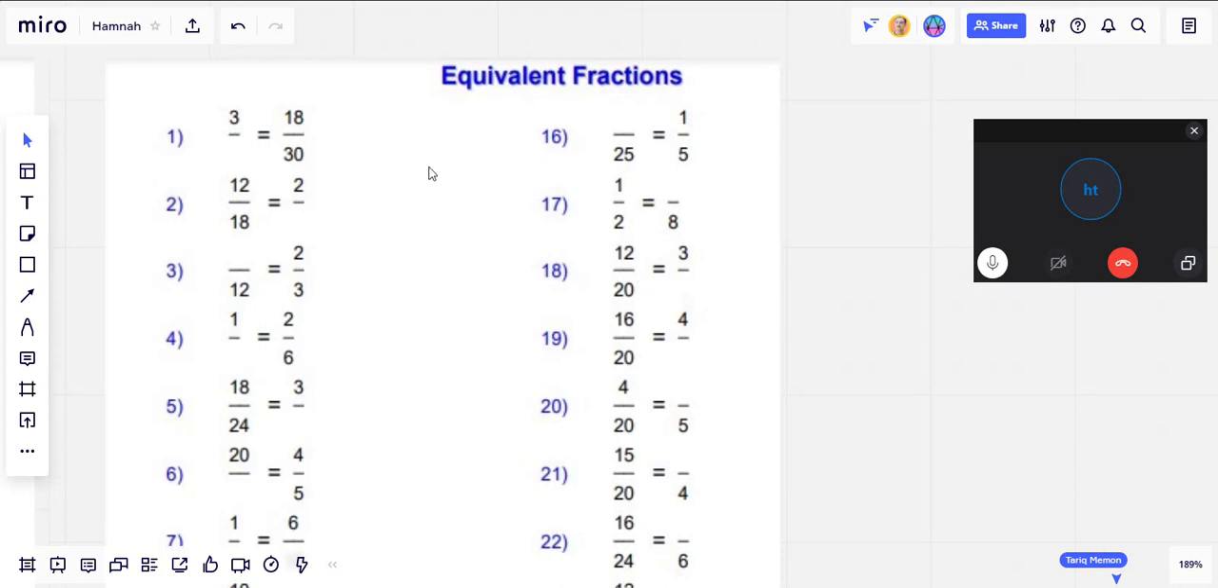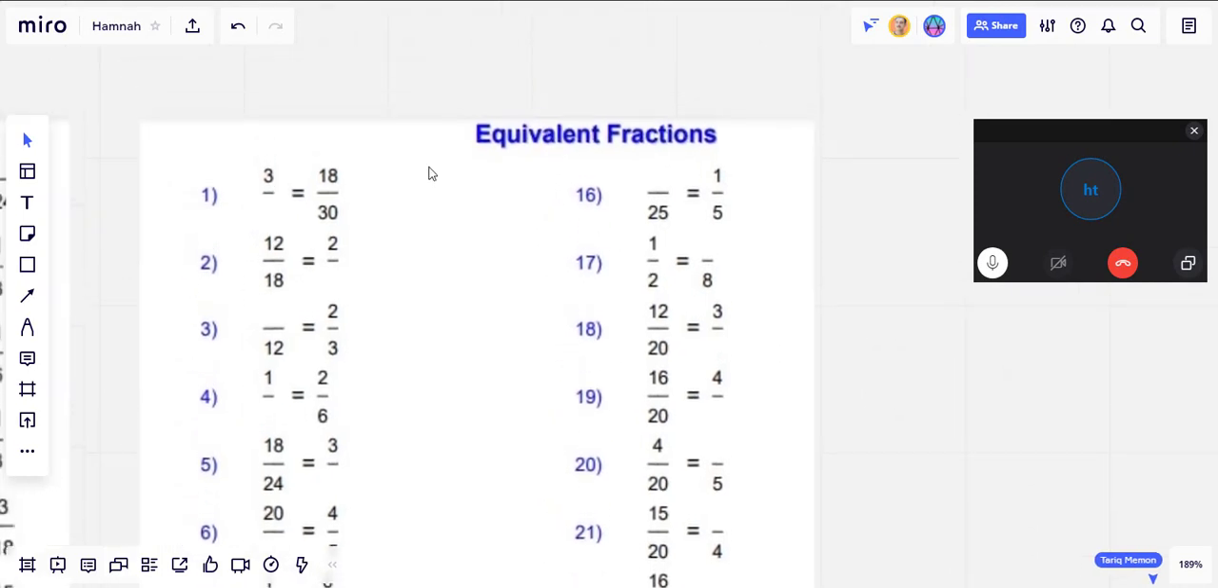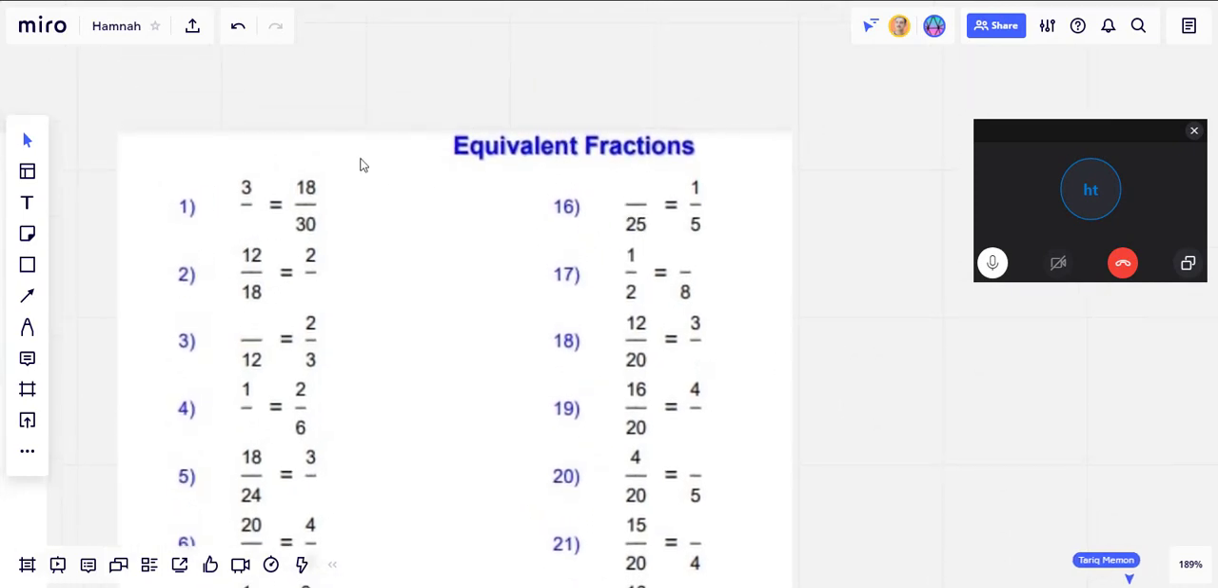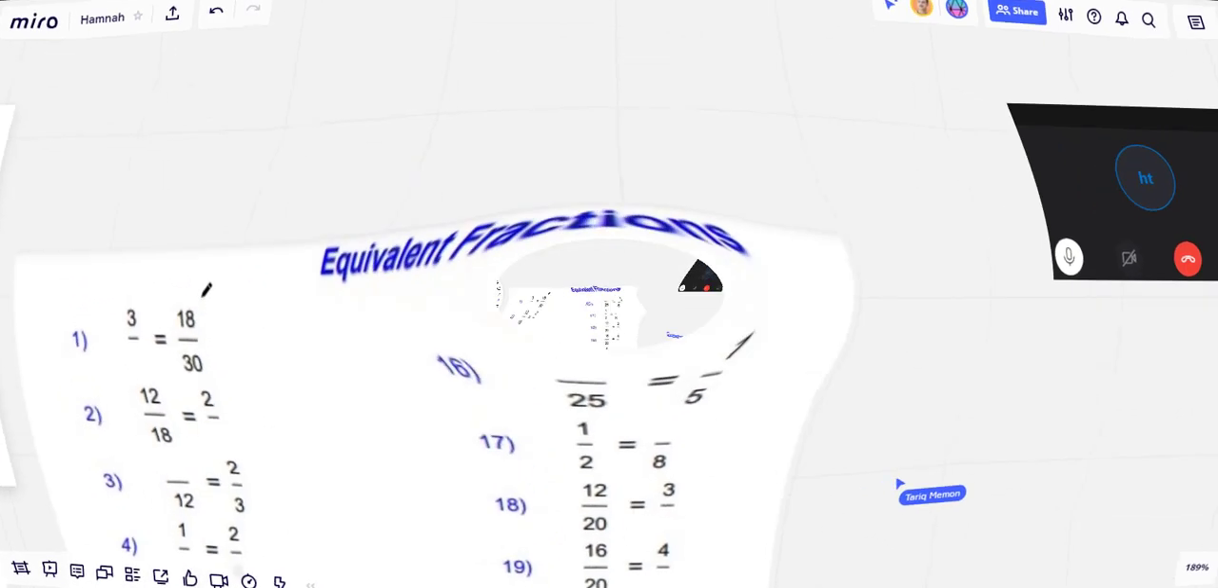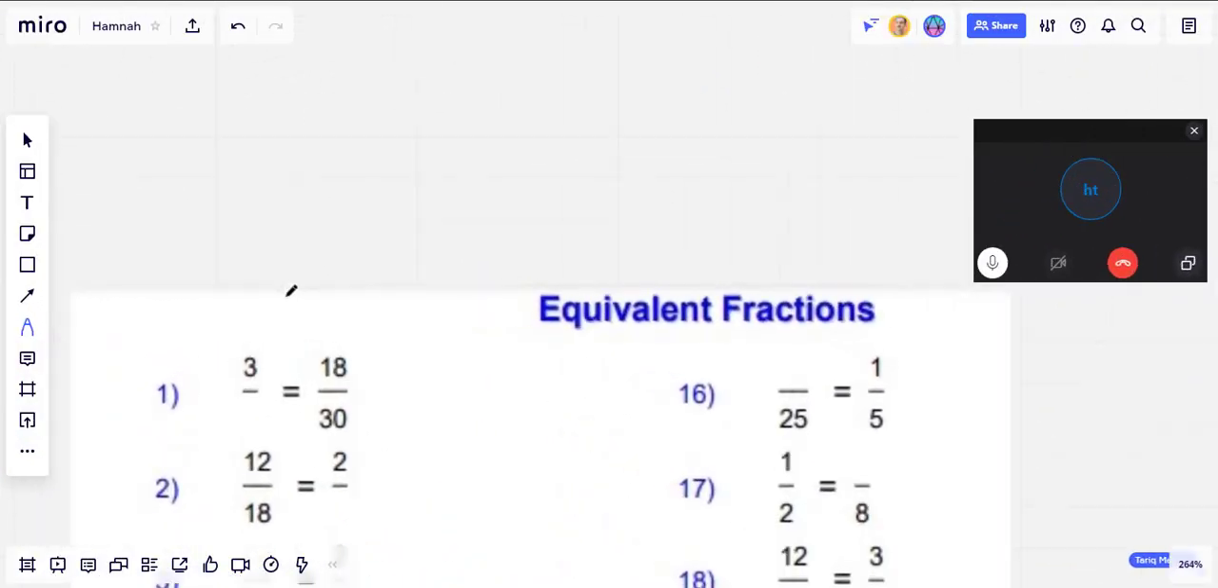Let's get started then. Today we're going to be learning about equivalent fractions. You know some stuff already: there are different fractions with the same meaning, like they represent the same amount of something. So here in this worksheet we are working out how to find equivalent fractions. Let me give you just some examples.